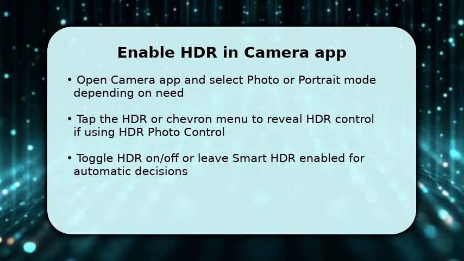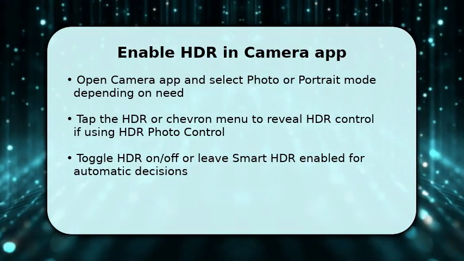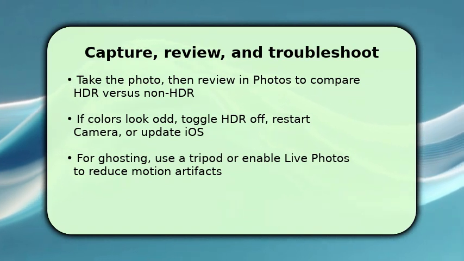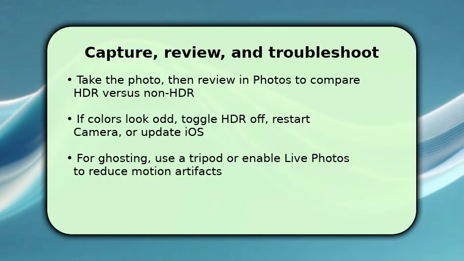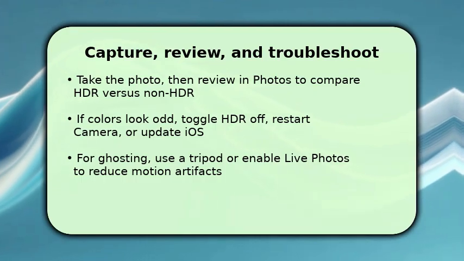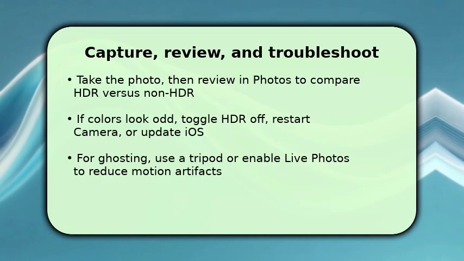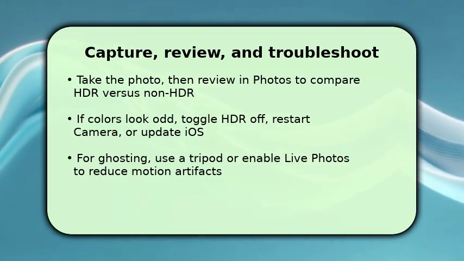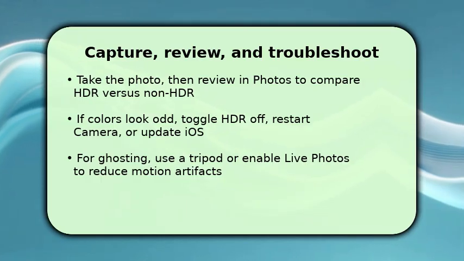You capture the image and immediately review it in Photos to compare HDR results with any non-HDR shots. This confirms whether HDR improved highlights and shadow detail. If colors seem unnatural or files are missing, toggle HDR off, force quit Camera, restart your iPhone, and make sure iOS is up to date.